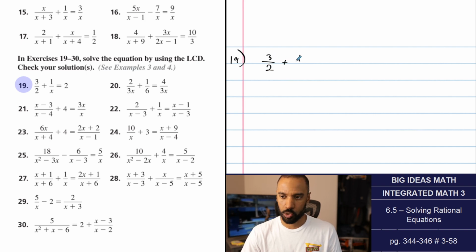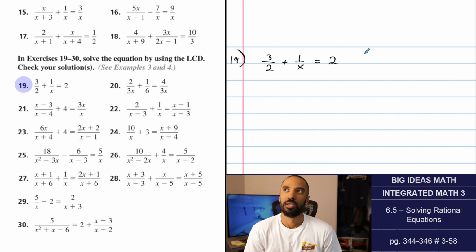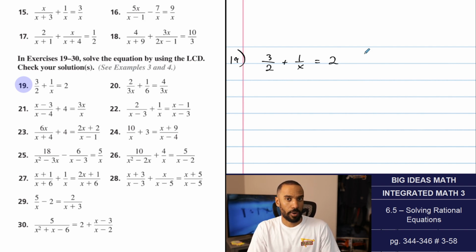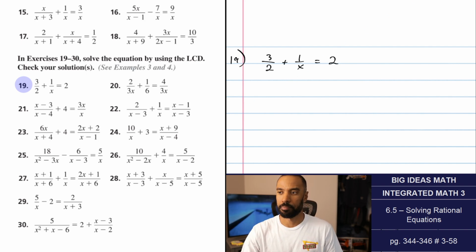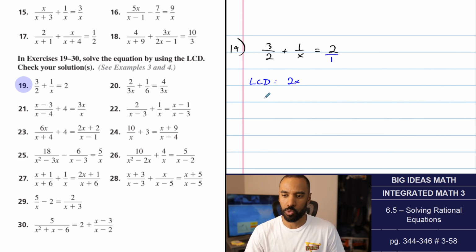3 halves plus 1 over x equals 2. Okay, there's more than one way to solve these problems. I've mentioned that several times. There's the way we're looking at right now, which is straight up finding the least common denominator of these three. The least common denominator of these three is 2 times x. So if we multiply all of these things by 2x, we do 3 halves plus 1 over x equals 2, and multiply all of these things here by 2x.